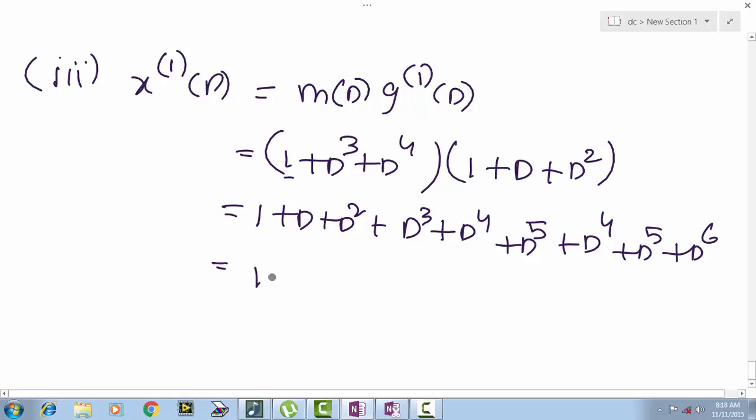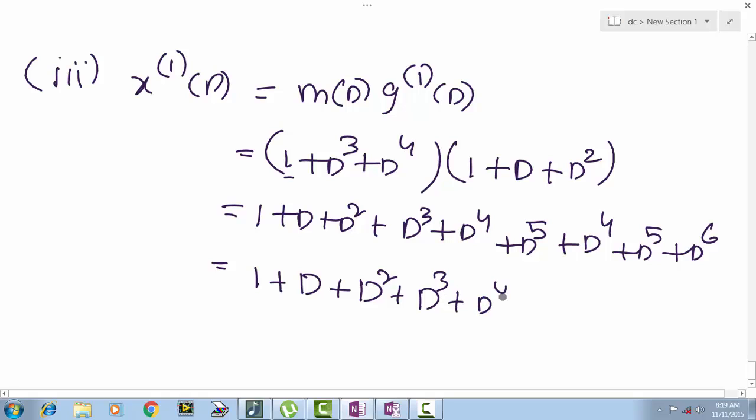So now 1, we are having only one term, so write down. d, we are having only one term, write down. d square we are having only one term, write down. d cube we are having only one term.